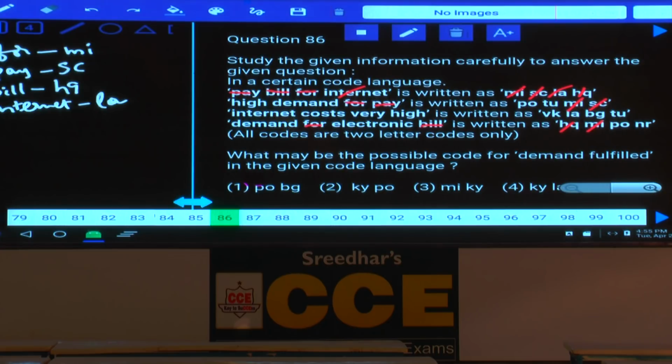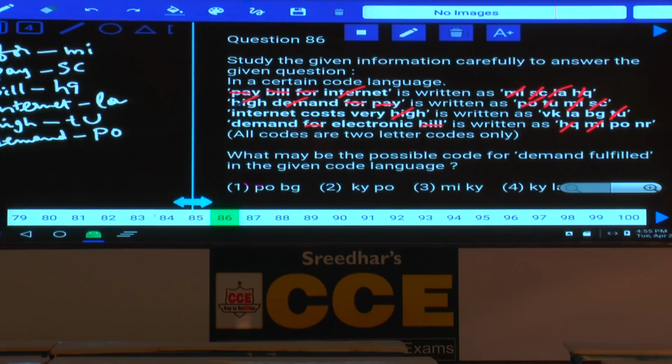Then compare the second and the third. If you compare high demand, high is the only word which is common between these two. As high is the only common word, and the code which is common is POTU, and TU is common. Hence the code to the word high is TU. Then if high is TU, in the second statement, what is the word left over here? Demand. As demand is left over, and the code which is left over is PO, the code to the word demand is PO.